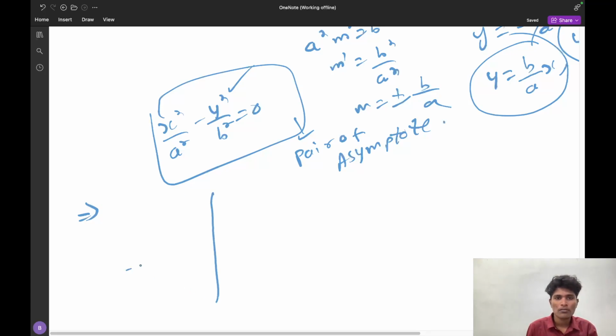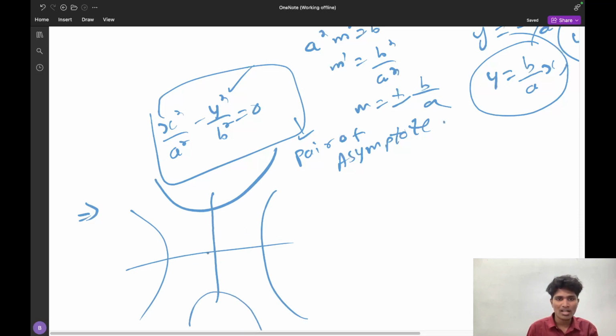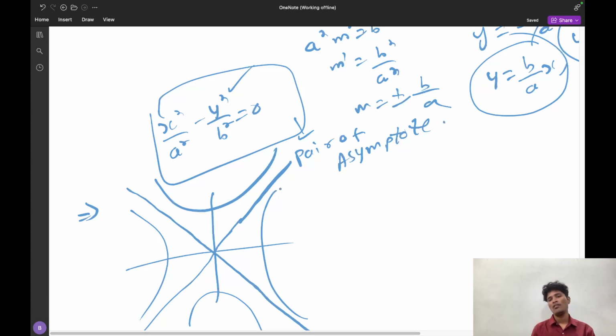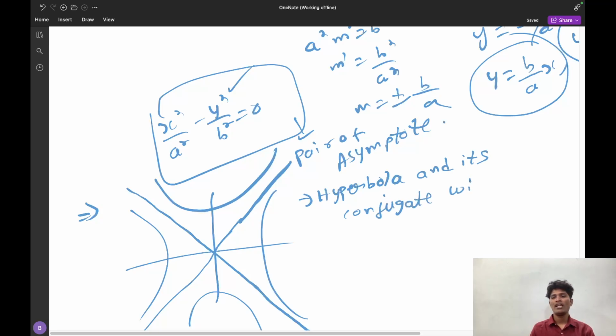Now very important. This is the hyperbola. This is its conjugate hyperbola. If I draw the things, you will observe the hyperbola and its conjugate will have the same asymptotes. You can observe in the figure.